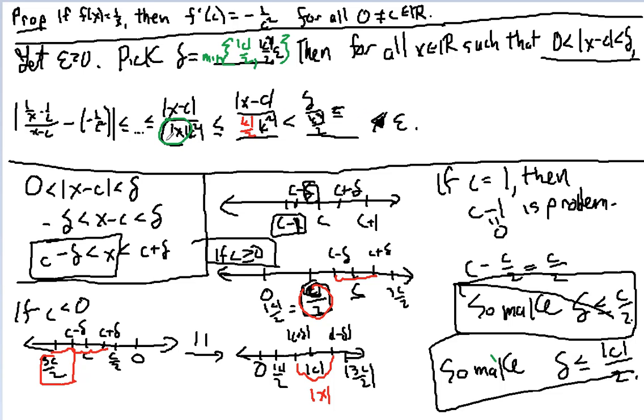So the whole process is we want to replace this with something smaller. We could do c minus 1, but then we've got two problems. If c equals 1, we have a problem. And also, if c is negative, that's actually going to give an absolute value that's bigger. So that's how we do it, c over 2.